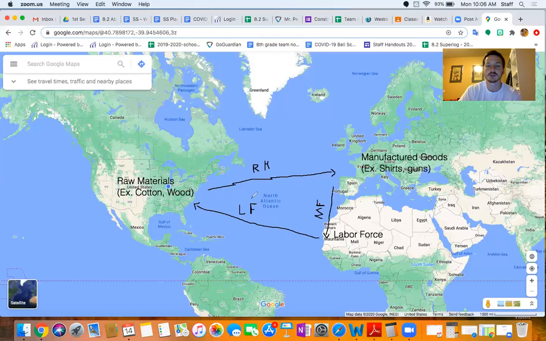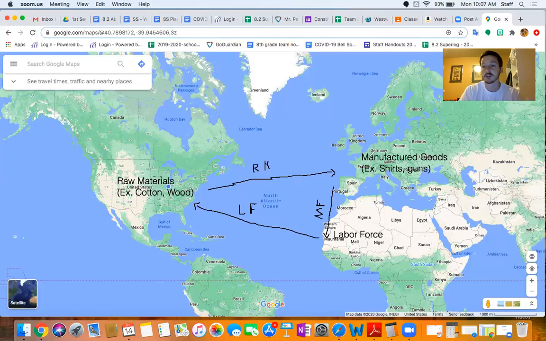So you can see the triangle. If I can remember, my math teacher is going to be upset, which type of triangle this is, isosceles. I can't remember the names, but the triangle connects those three. Again, just to summarize, the United States is providing raw materials to Europe. Europe is using those raw materials, making manufactured goods.